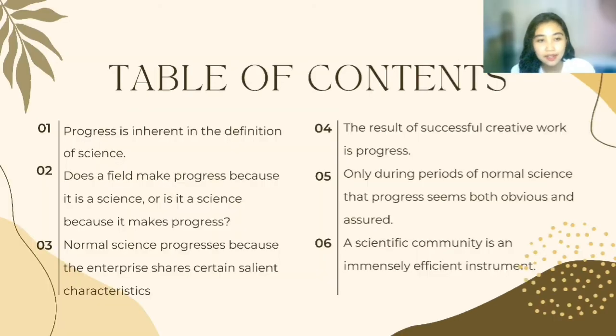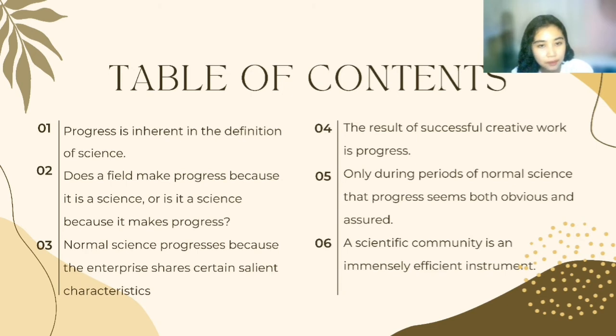So, these are the key points or statements that we're going to tackle in this chapter. 1. Perhaps progress is inherent in the definition of science. 2. Does the field make progress because it is a science? Or is it a science because it makes progress? 3. Normal science progresses because the enterprise shares certain salient characteristics. 4. The result of successful creative work is progress. 5. It is only during periods of normal science that progress seems both obvious and assured.